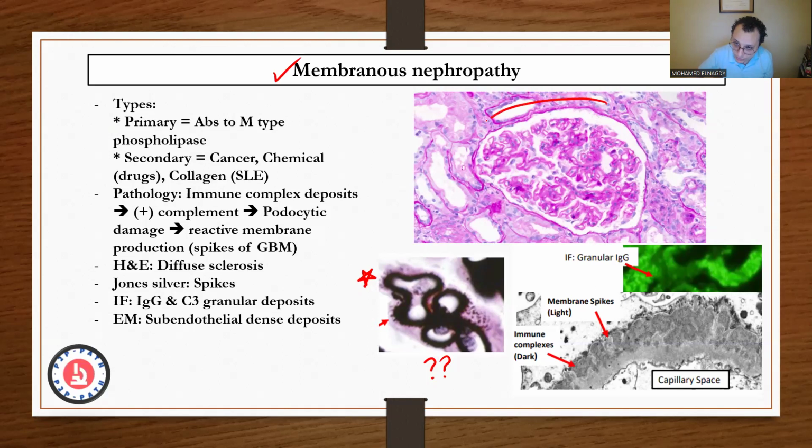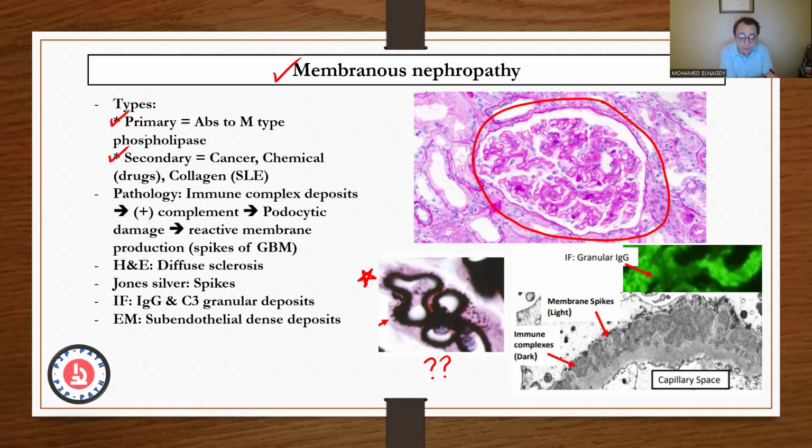See this glomerulus? It all looks as if it has thickened blood vessel walls, or a thickened membrane. That's what membranous nephropathy means, because you have a membrane all over the glomerulus. It has two types, primary and secondary.